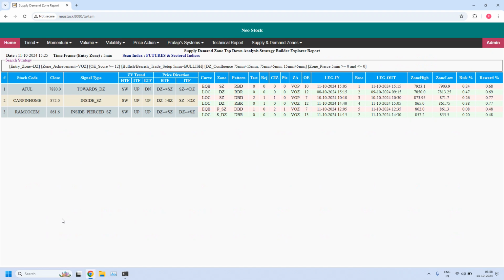They are all enabled with LTF, ITF, HTF confluence. We got 3 stocks. In all the 3 stocks, the HTF trend is sideways. Sideways EMA confluence does not add any additional advantage, so we don't need to verify EMA confluence. They are LTF, ITF, HTF confluence. Okay, this is about the bullish trade setup for hourly income trade.